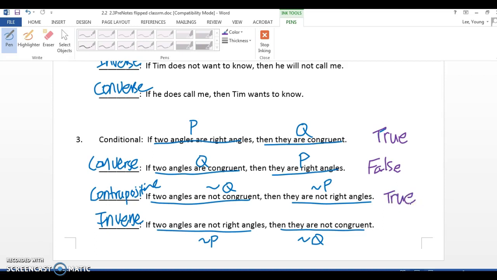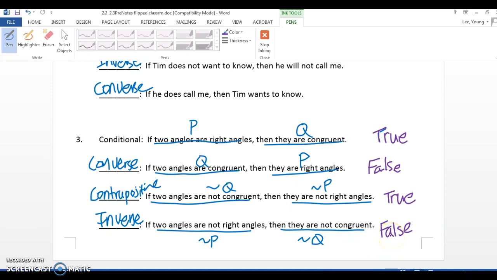Now, how about the last one? If two angles are not right angles, then they are not congruent. That is also false, right? Because two angles that are not right angles, like for example 20-degree angles and 20-degree angles, are not right angles, but they are congruent. So that is false. Is that right?